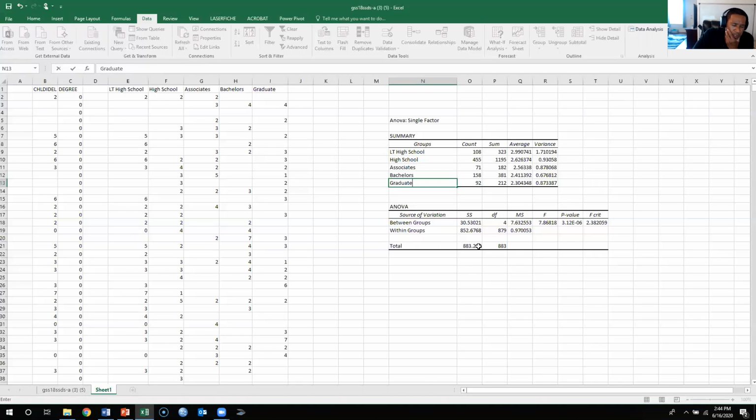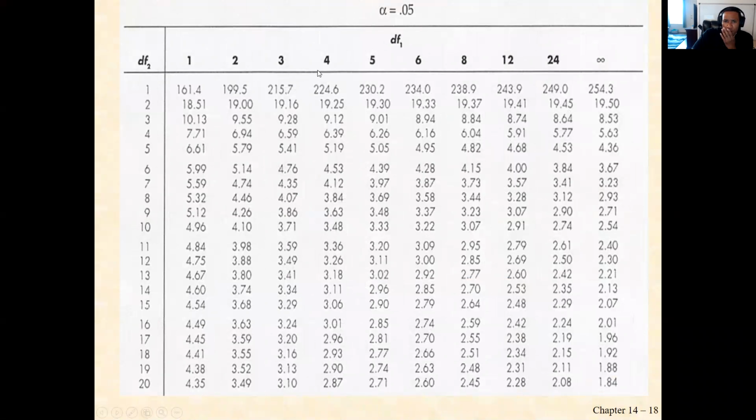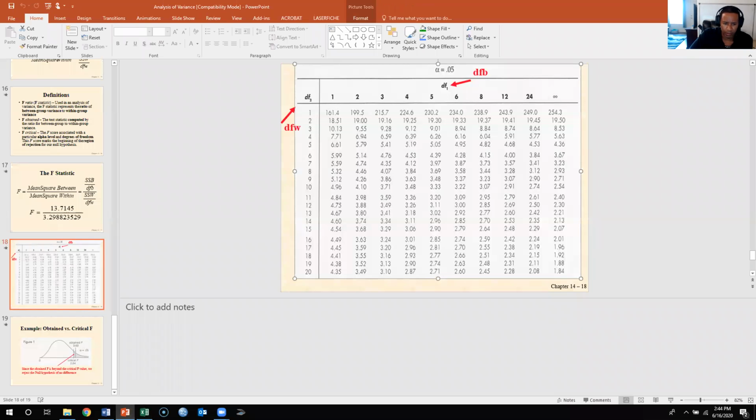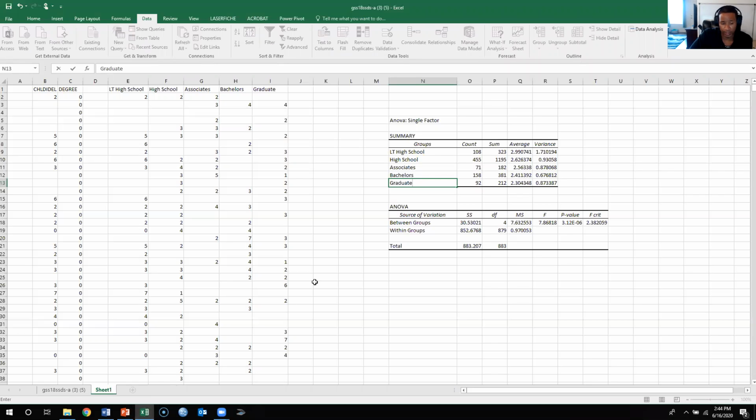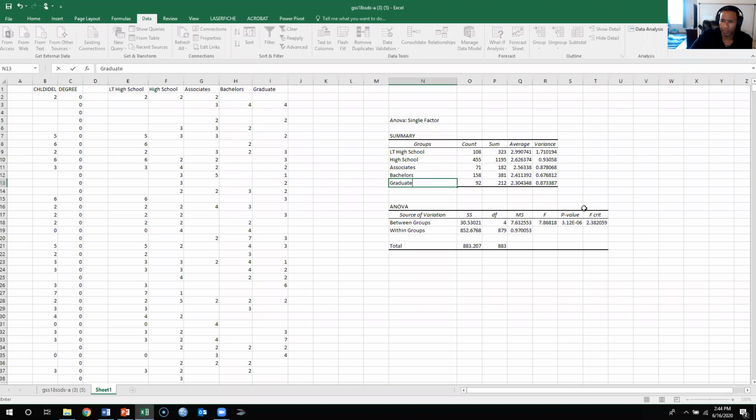So if you were to look at that chart, what you'd do is you'd come over to the distribution of the F. So you'd see that degrees of freedom between is 4. So you'd go here. I think the other degrees of freedom was 879. So you would come back, then you'd just go to the last one, which would be 20. So 4, 20, and then your F critical would be around 2.87, so somewhat similar to that.